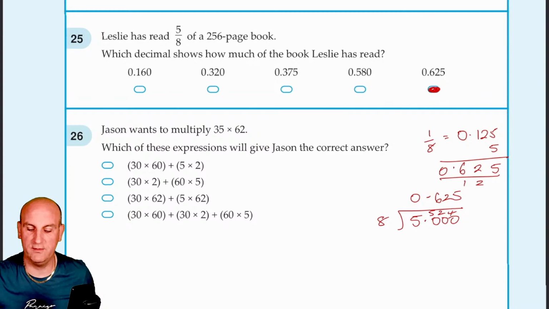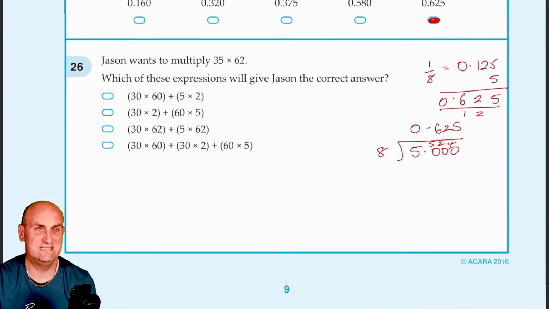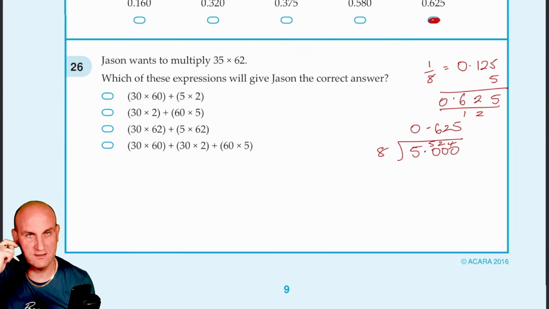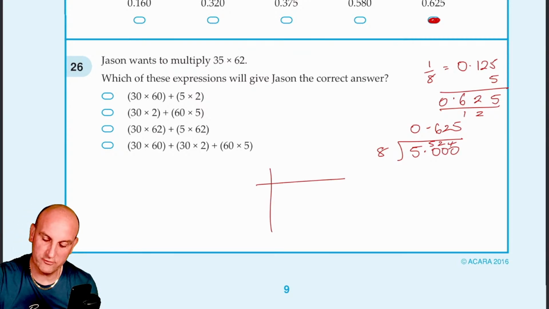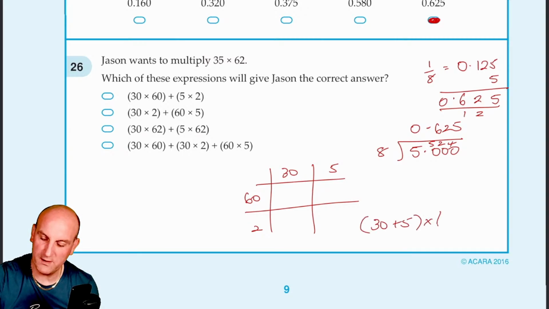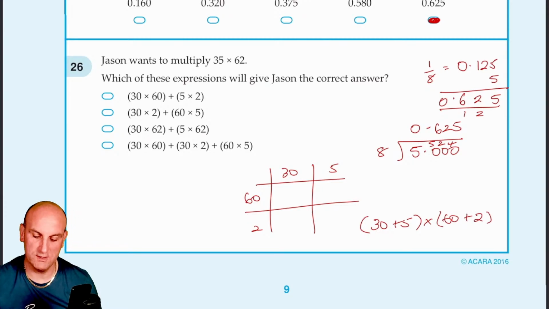All right, Jason wants to multiply 35 by 62. Which of these expressions will give Jason the correct answer? Again, this is one of the tricks that I now teach my kids at school. 35 can be 30 and 5, 62 can be 60 and 2, and so that's the same as 30 plus 5 times 60 plus 2. Right, 30 times 5. Is that giving me one of the suggestions? Nope, that's not very nice, is it? 30 times 60 plus 5 times 2. No. 30 times 2 plus 60 times 5.